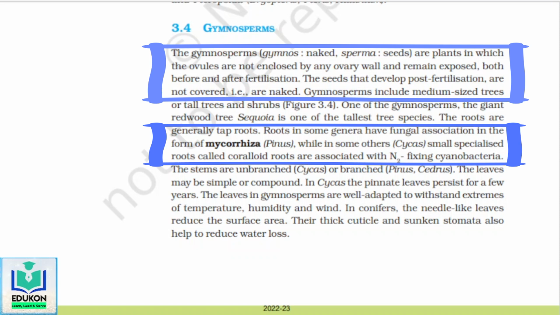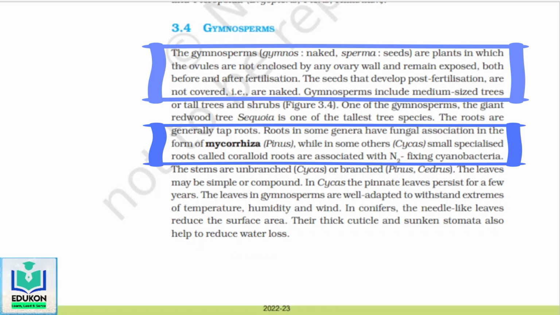Okay, this we need to remember: we have some fungal association in the form of mycorrhiza, that is symbiotic. Symbiosis means some fungal species are associated with the root of this plant, that is Pinus. These two are important. The stems are unbranched, for example Cycas, or branched, for example Pinus, Cedrus.